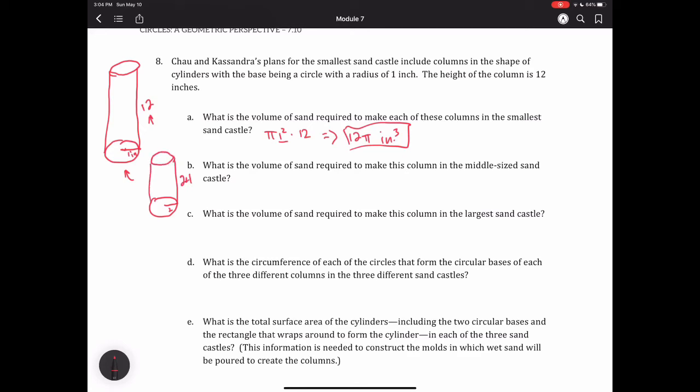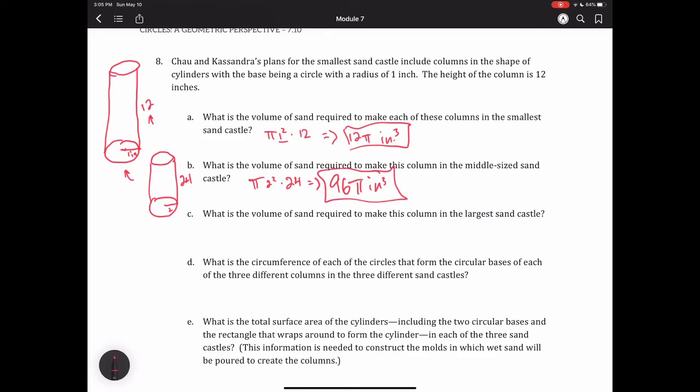Right, so again, we're going to do pi times the radius squared, so pi times 2 squared times the height, the area of the base times the height. And now we've got 2 squared, which is 4, times 24, which should get us 96 pi inches cubed. And then the volume of sand required for the column in the largest sandcastle.